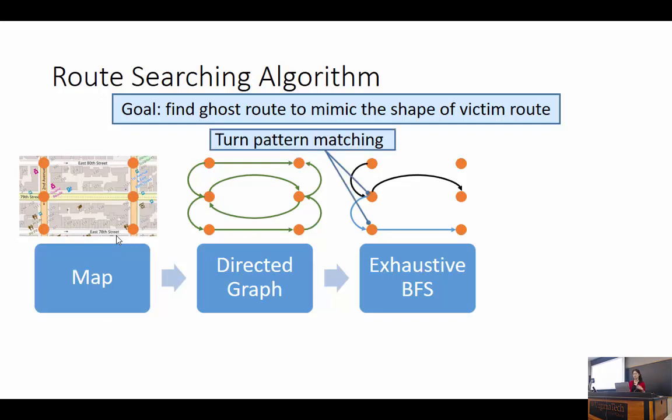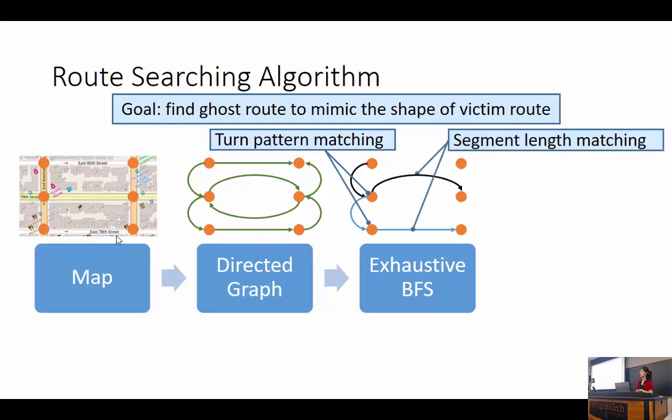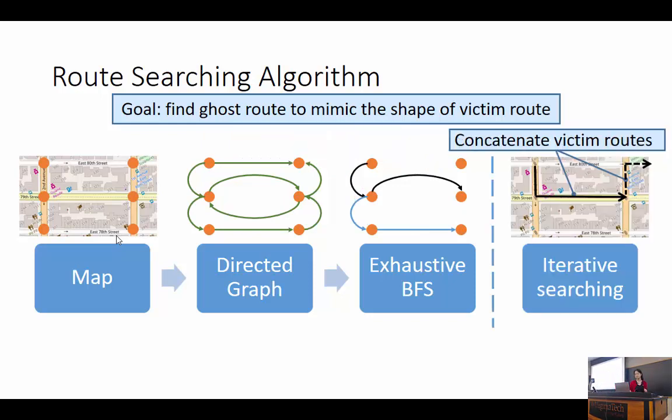And if the paths can match, and the distances will also match, then we can see that the attack can be launched. And sometimes you may find that you cannot find a ghost route that will satisfy the particular target victim route. But that's okay, because then you can launch multiple rounds of those attacks. That essentially means that you can basically append those multiple search results together to create the desired victim route that you want.